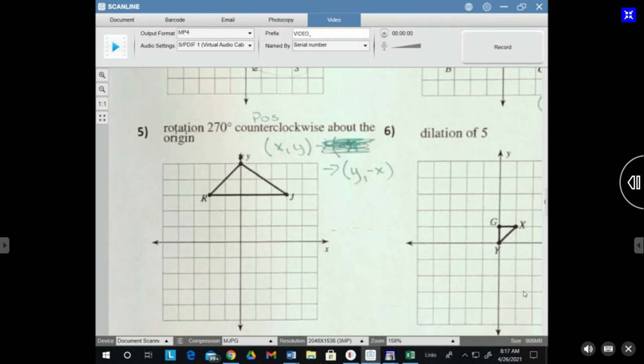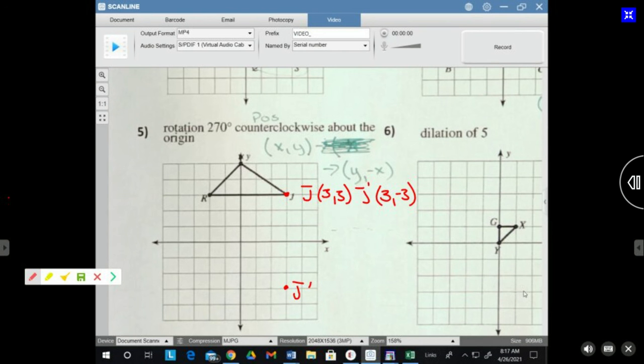All right, what is the coordinate point for J here? 3, 3. So if J is 3, 3, then J prime. So right 3, down 3. J prime, right?